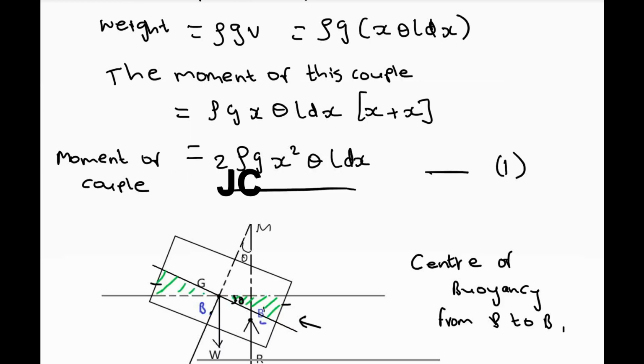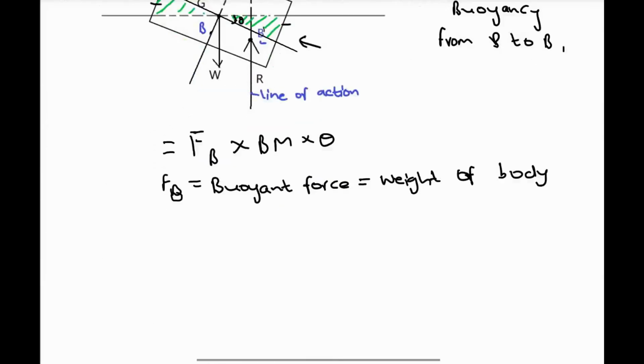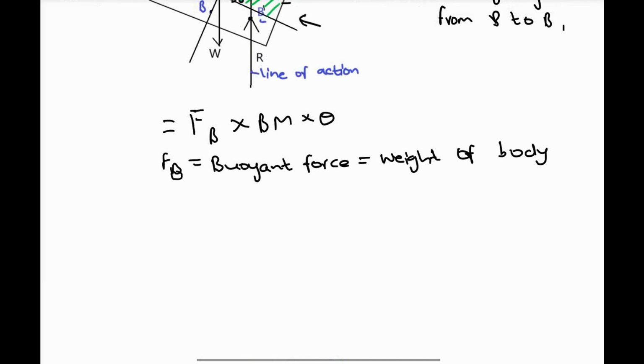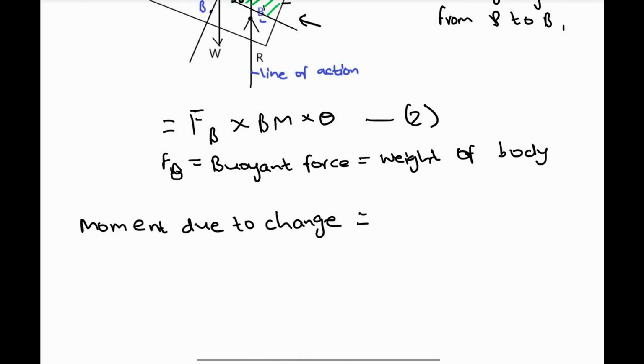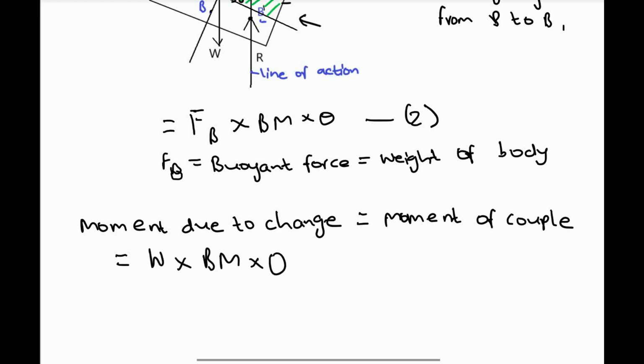What I'm going to do is to equate my moment due to the couple and my moment due to the buoyant force. These two should be equal. So the moment due to the change of the center of buoyancy should be equal to the moment due to the couple. Equating them, I now change my FB to the weight of the body. So W times BM times theta is equal to 2 rho g h squared theta L dx.